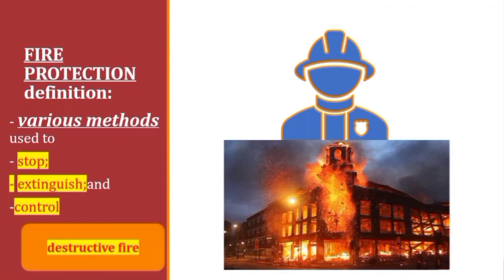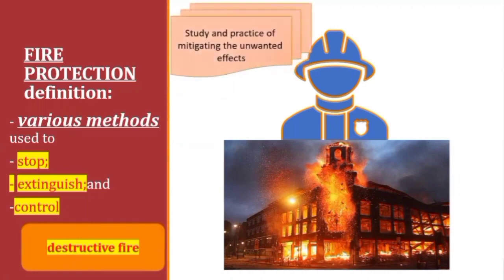That is against the possibility of the destruction that a fire may cause. So fire protection is for the eventual prevention of loss of life and property. Fire protection is also a study and practice of mitigating the unwanted effects. We don't even know what may happen. We can perceive, but we cannot tell exactly what may happen as a result.